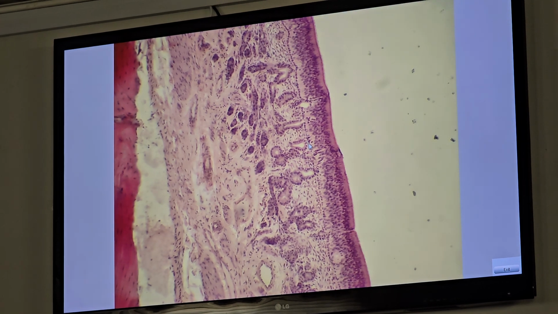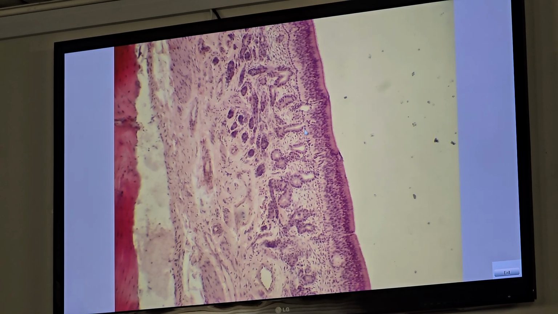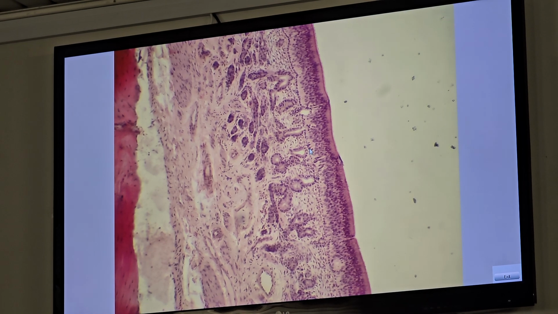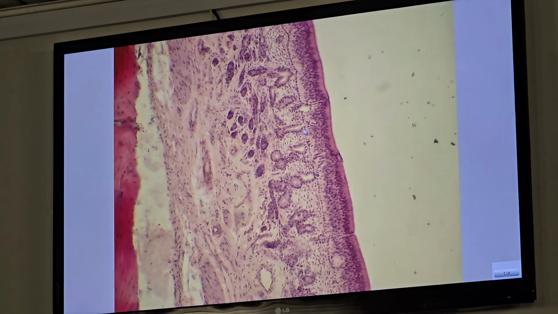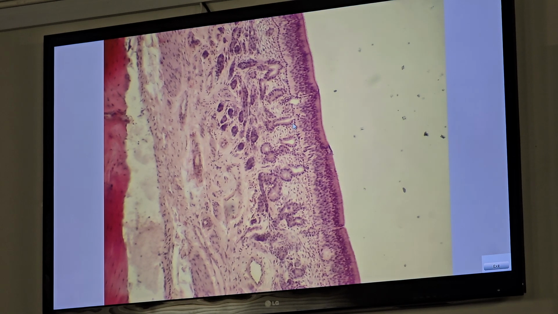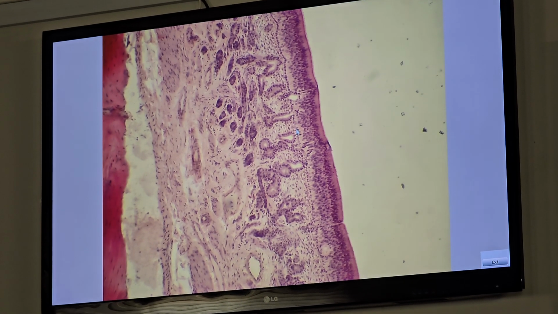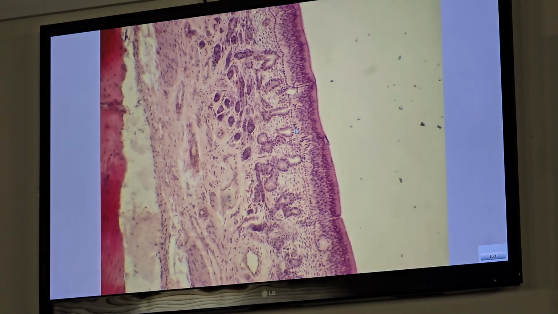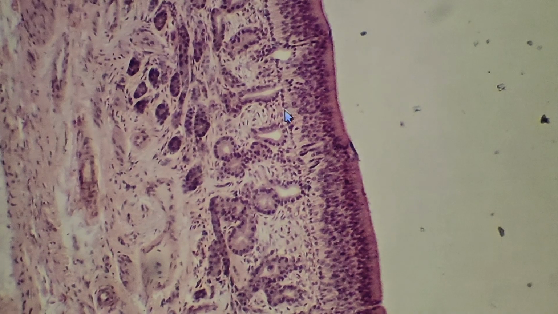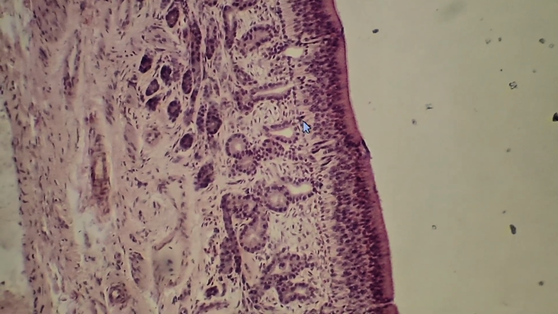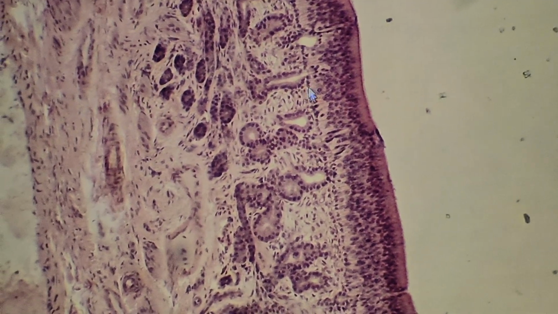Basal cells. These cells are small spherical or cone-shaped cells resting on the basal lamina. These cells are stem cells forming the other two types.